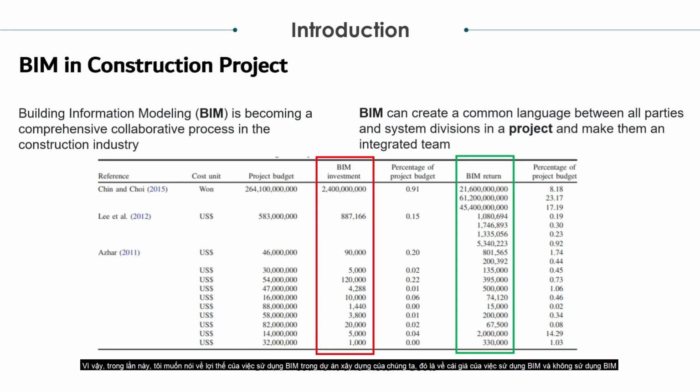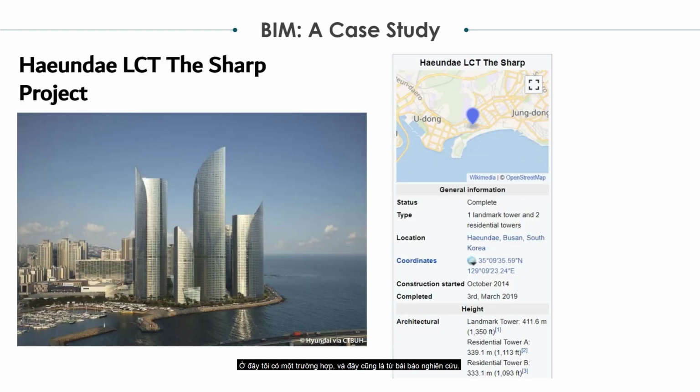So at this time, I would like to talk about the advantage of using BIM in our construction project. It's about the cost of using BIM and of not using BIM. So here I have a case study, also from a research paper. The project is the Hyundai LCT The Sharp project, located in South Korea, more specifically in Busan. This project is a landmark and 2 residential towers, a high-rise building with a total height of around 411 meters.